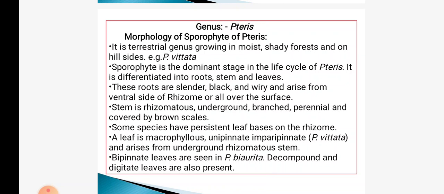Leaf bases are present on the rhizome. A leaf is macrophyllous, unipinnate and imparipinnate, and arises from the ground rhizomatous surface. The rhizome is an underground structure. Bipinnate leaves are seen in Pteris biaurita. Decompound and digitate leaves are also present in the genus Pteris.